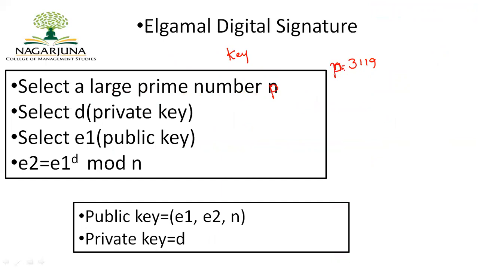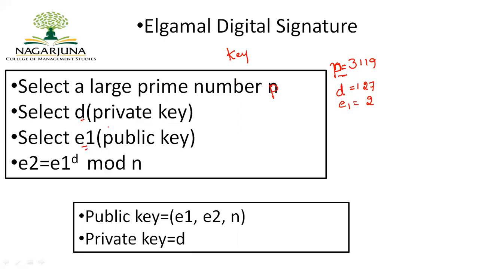So let your prime number be 3119, and we have to select your private key as well as your E1 in such a way that they are primitive roots of the prime number. So let me consider that I will select the D value as 127 and your public key E1 as 2. So we have taken D, we have taken E1.